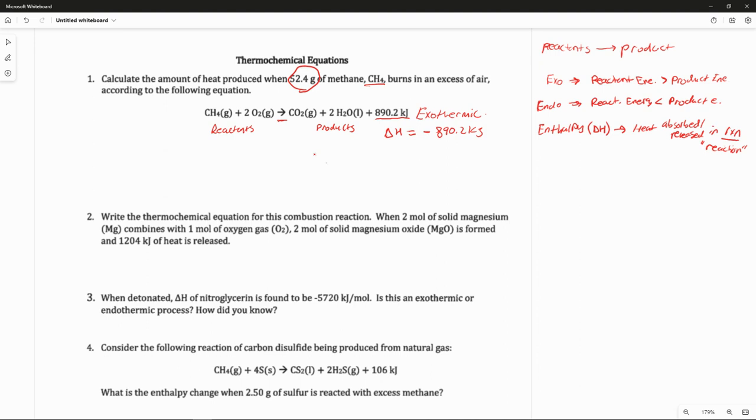Moving on, 52.4 grams, we set it up using dimensional analysis, 52.4 grams of CH4 methane over 1, times, and then we have to use the grams per mole molar mass of methane. Methane's molar mass is 16.05 grams per 1 mole of CH4 methane. So you want to cancel out the grams of CH4, and we have grams of CH4 on the bottom. Next, we have 1 mole of CH4 that we want to cancel.